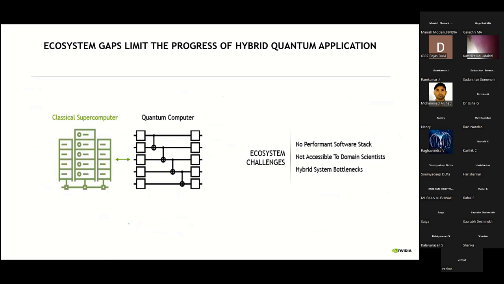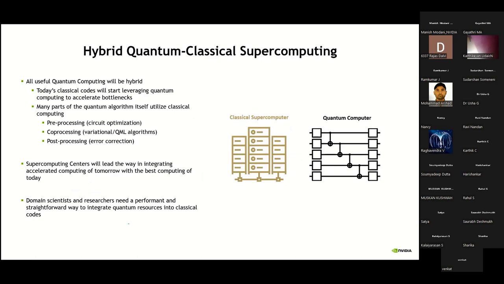So CUDA-Q is, as I said, a platform which allows offloading from classical to quantum computer. Right now, we do not have any performant software stack. There are software stacks, but they are still in development mode, not accessible to domain scientists. And there's always a bottleneck when we write any algorithm: how will they offload from classical to quantum and back and forth, right? So NVIDIA came up with CUDA-Q, which allows hybrid computing.